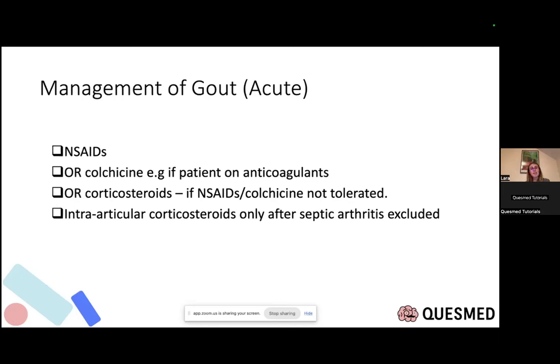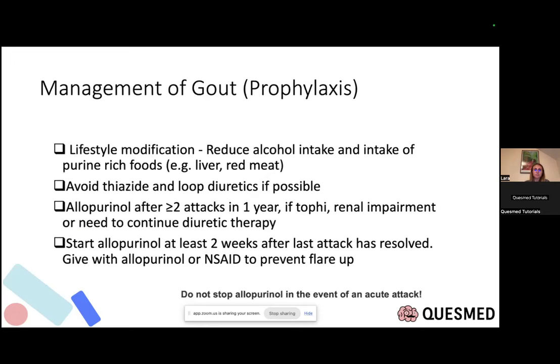Steroids we can use, but again, we really don't like using them, especially as lots of these patients have CKD, they might be vascular patients as well, a lot of them have high BMIs, so we don't really want to give short steroid courses. We can give intra-articular steroids, but in reality, that's not what you give to manage an acute gout flare.